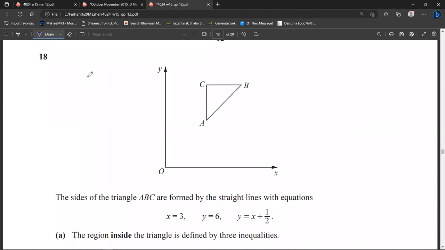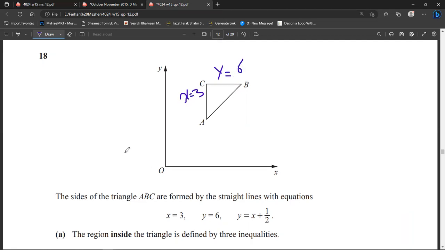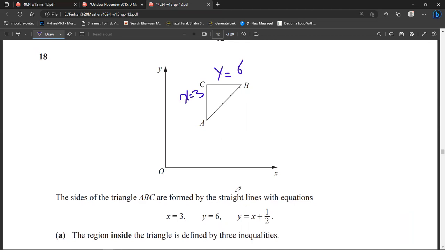Now we have question number 18. It says the sides of a triangle ABC are formed by the straight lines with the equations x equals 3, y equals 6, and y equals x plus 1 by 2. x equals 3 is the vertical line, so this is x equals 3, the AC. And this horizontal line is y equals 6. This is x equals 3. This is y equals 6. And for this line AB, the equation will be this one.